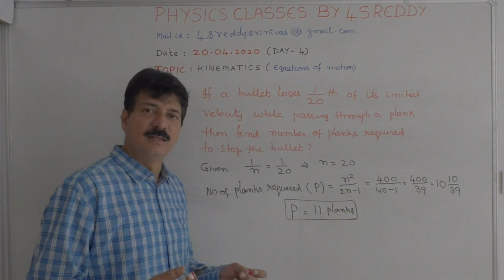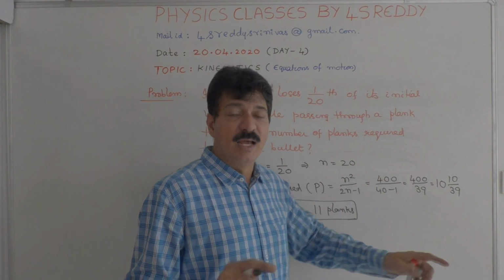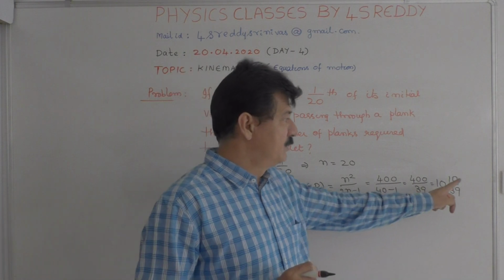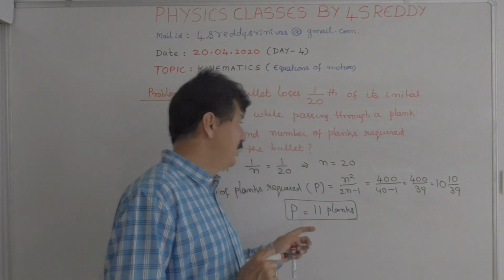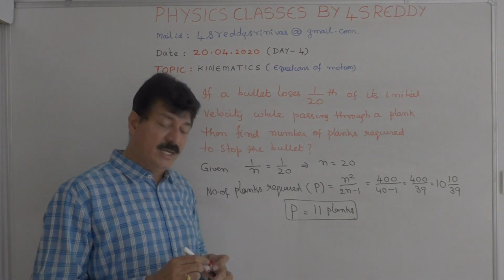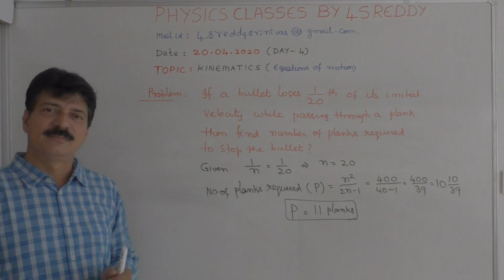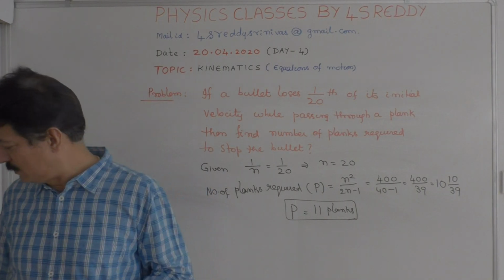Why? Because after passing through the 10th plank, while entering into the 11th plank only it comes to rest. So this is a fraction which is after 10 planks. So the number of planks required to stop the bullet is 11. This is one model. And next one.